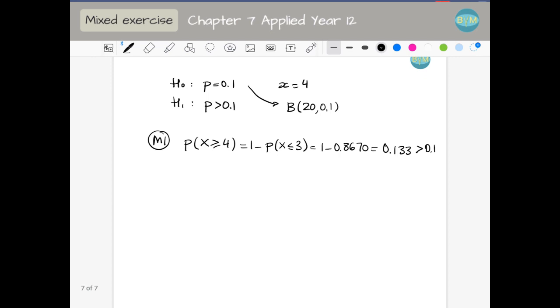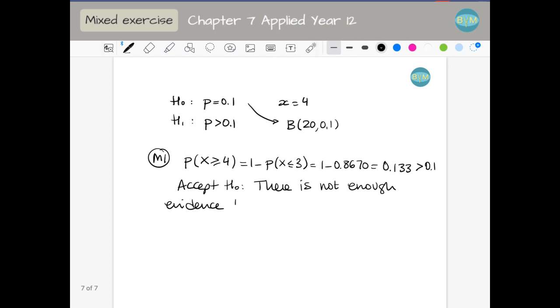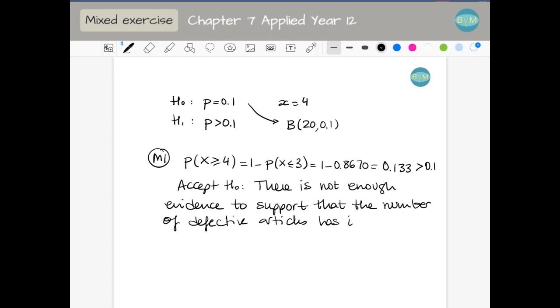Yeah, it is greater. I have to accept H0 and write something like there is not enough evidence to say that the proportion of defective articles has increased. It's to support that the number of defective articles has increased.